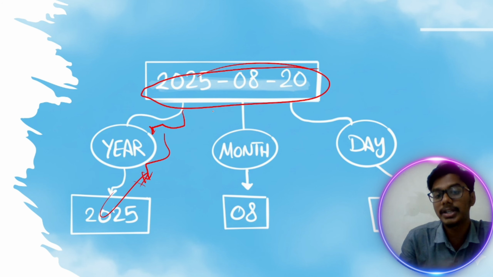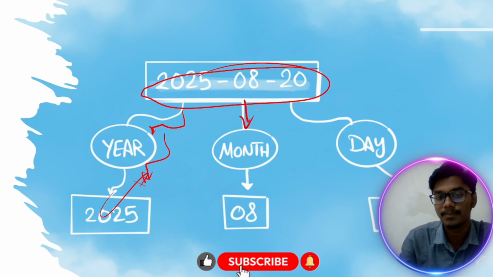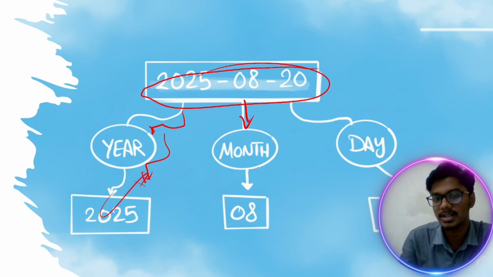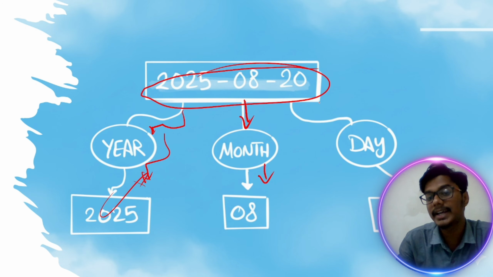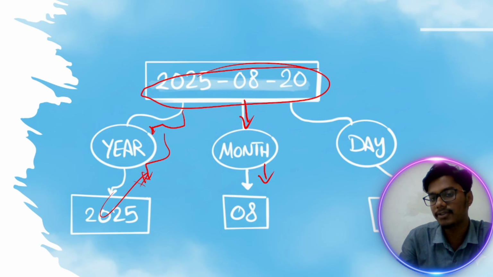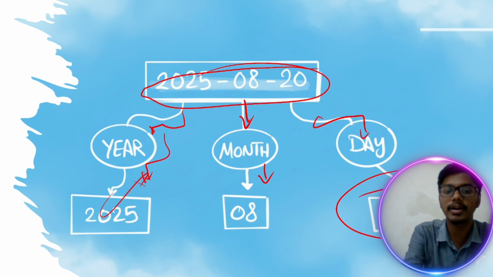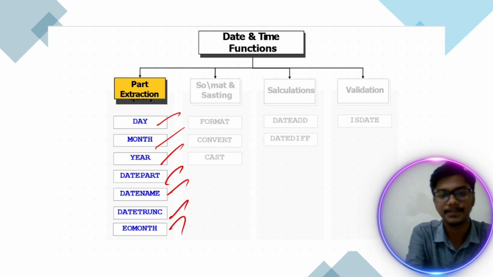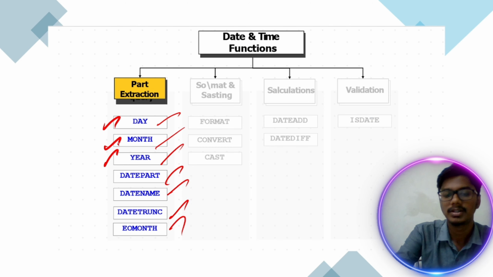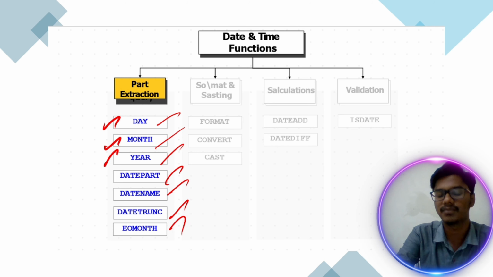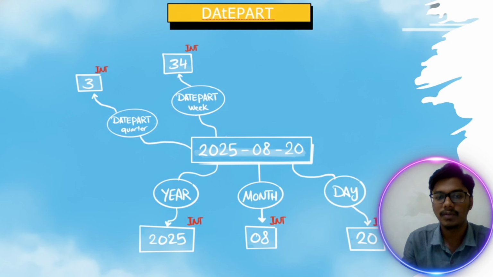If we want the particular month, we give the date to the month function, and I get an output of 8. If we give the date to the day function, it gives the output 20. That's how we get the year, month and day. We have covered this. Now let's dive into date part. What is meant by date part, guys?